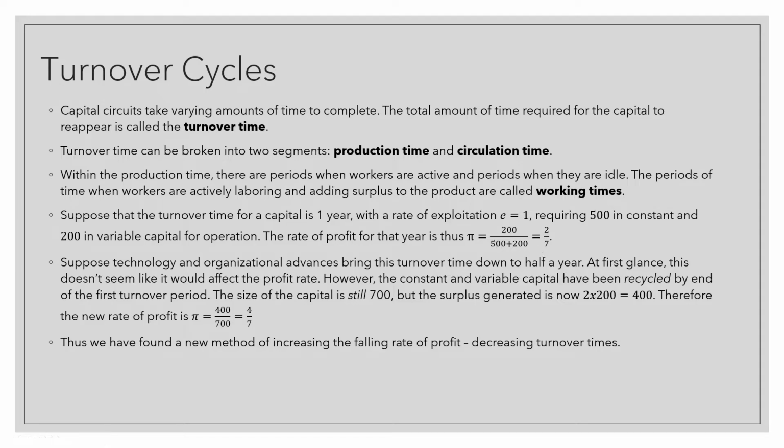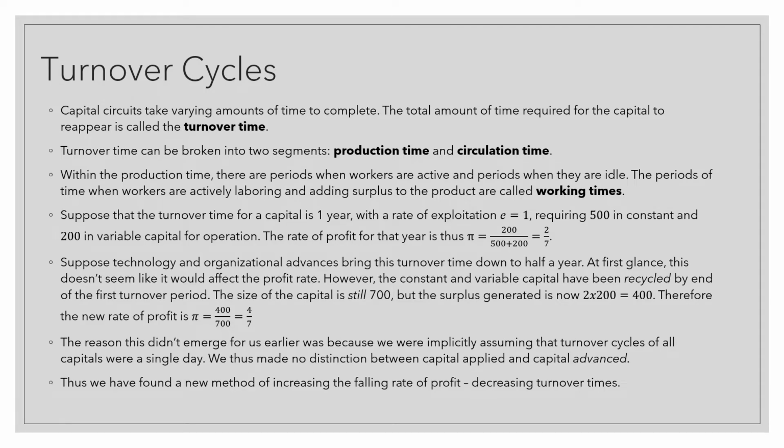So let's suppose that we bring this turnover time down. Let's suppose that technology and organizational advances bring this turnover time down to half a year. So we bring it down by half. Now it only takes half the time. Maybe that involved reducing the circulation time, maybe the production time, maybe the working times. Who knows? But one way or the other, we reduced the turnover time to half a year from one year.